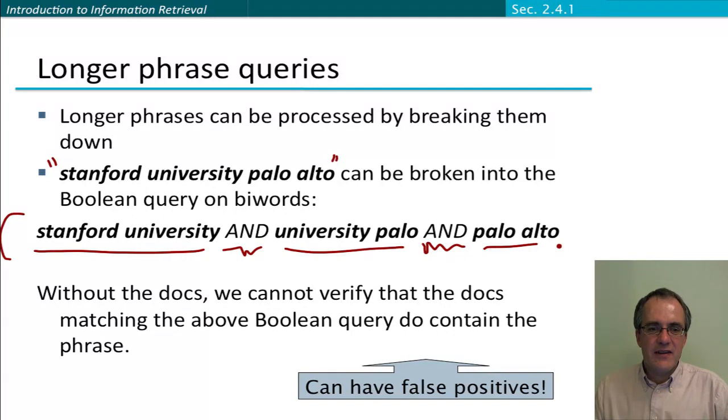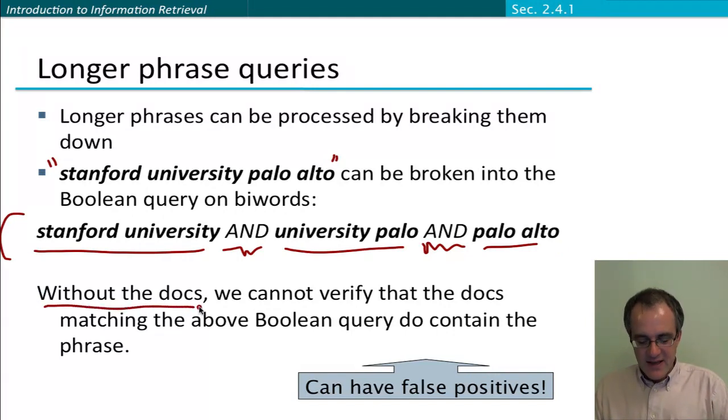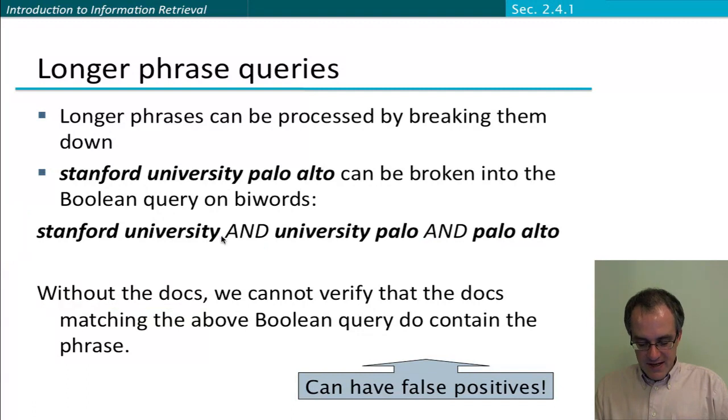Now, that's not going to be perfect. Without doing a linear scan through the docs, we can't be sure that the documents that we're returning actually have this continuous phrase, Stanford University, Palo Alto, but it seems highly likely that they will, because we have checked for each of these bigrams occurring. So there's a small chance of false positives, but it seems like we're in a pretty good state.